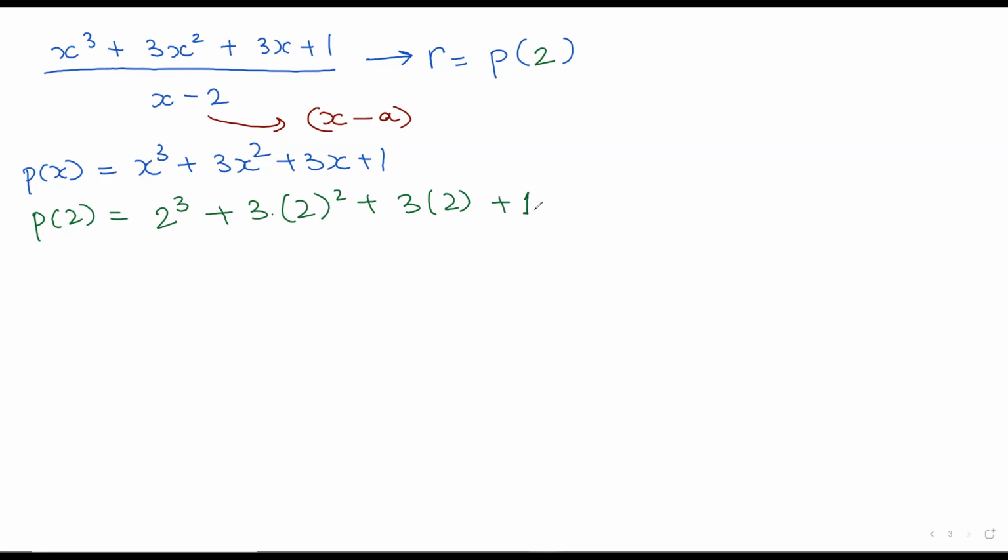Very good. Okay. And this is going to be what? So 2 cube is 8. And then 2 square is 4, 4 times 3 is 12. Plus, was there a minus somewhere? No. Plus 3 times 2 is 6, plus 1. And what is this going to be? That's going to be 27, right? p of 2 is going to be 27. Is this right? Hamna, Mridula? Are my calculations correct?